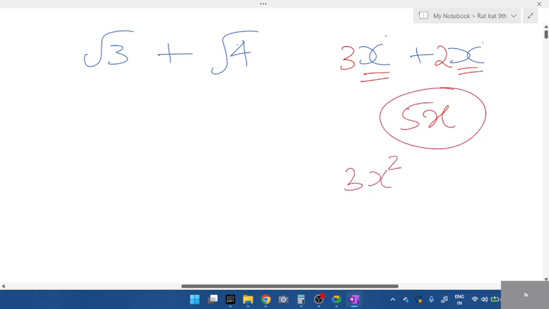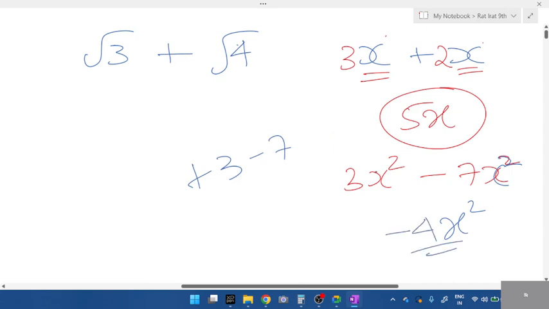If I take 3x square minus 7x square, like term or unlike term? Check the degree, yes. So keep x square as it is. What is 3 minus 7? What is plus 3 minus 7? Minus 4x square. Understood? So we are just revising addition and subtraction of like term, unlike term.